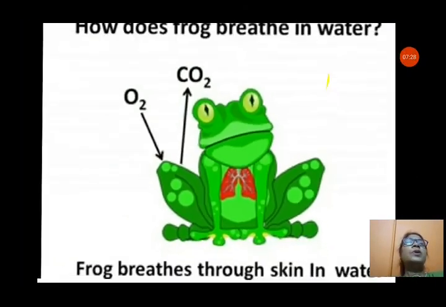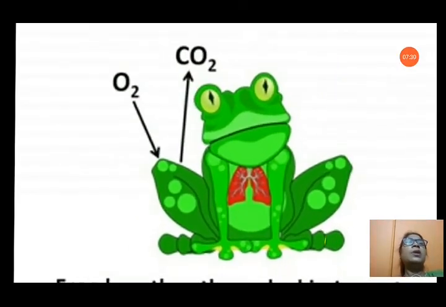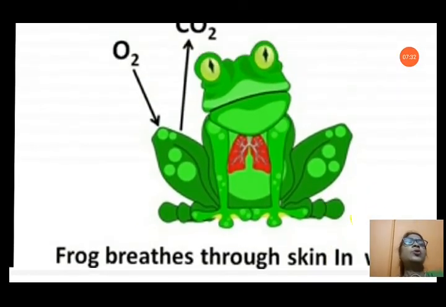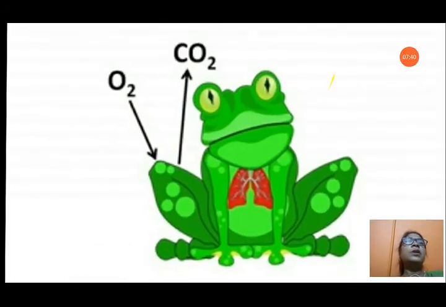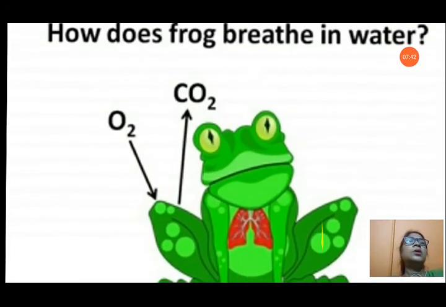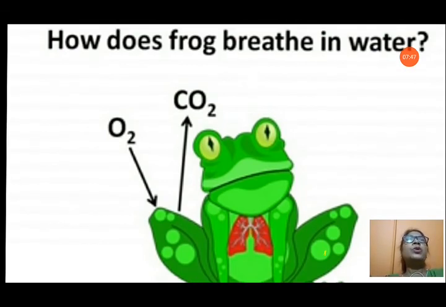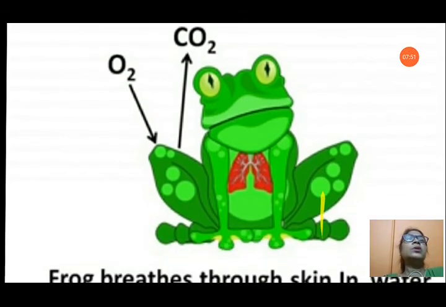How does a frog breathe in water? Frogs have lungs to breathe on land, but they breathe through their skin in the water. They also have moist skin, and that skin takes in oxygen and gives out carbon dioxide when they live in the water. So they are adapted to breathe both on land and in water because they are amphibians. On land they breathe through their lungs, and in the water they breathe through their skin, and they take in oxygen and give out carbon dioxide with the help of their skin.